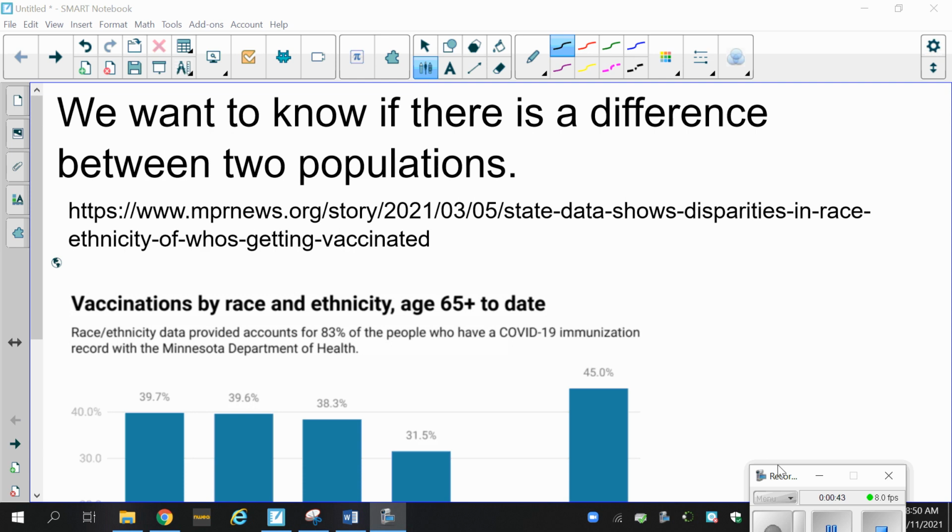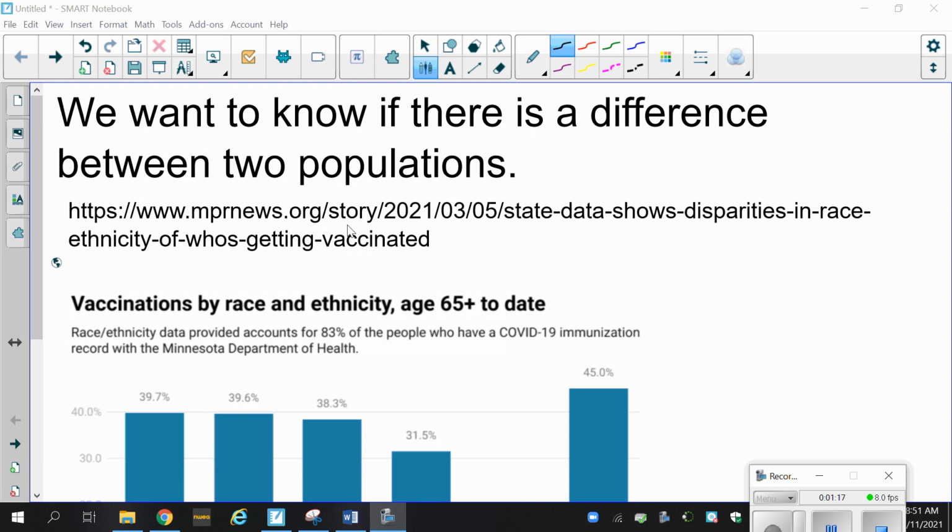To give you an example, there's been a lot of talk lately about who is receiving the vaccine. And particularly, they've been looking at the breakdown by race because they've noticed that there seems to be this discrepancy between the proportion of people who are white that are receiving the vaccine versus people who are not white that are receiving the vaccine, and hoping to make vaccinations a little bit more equitable and accessible for everyone.